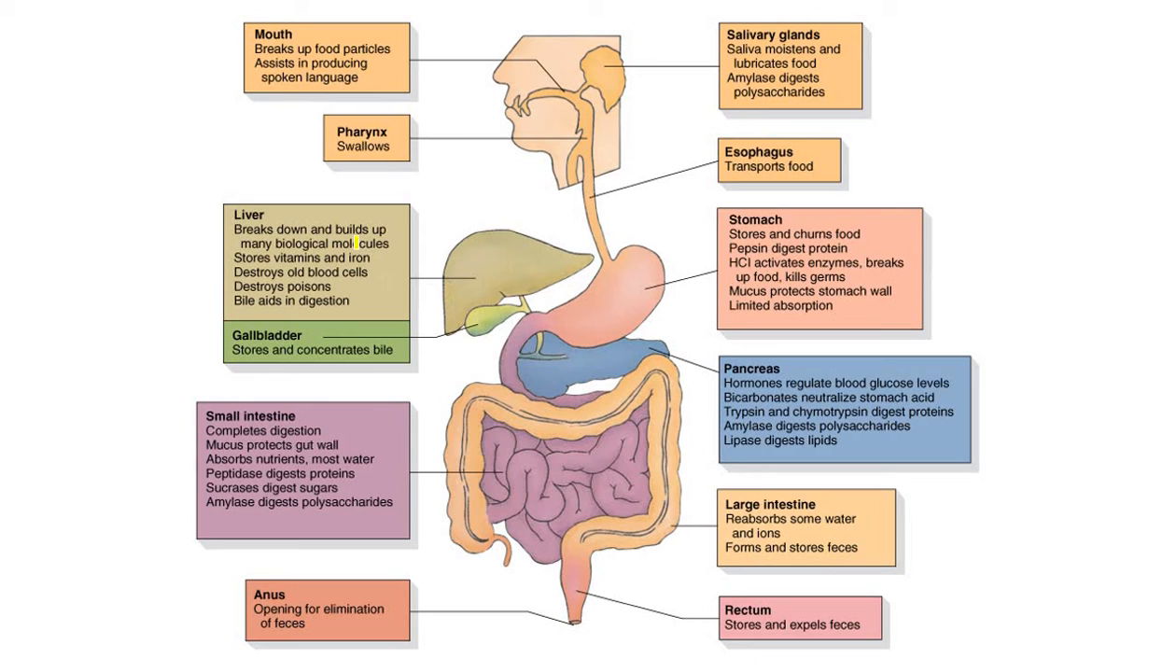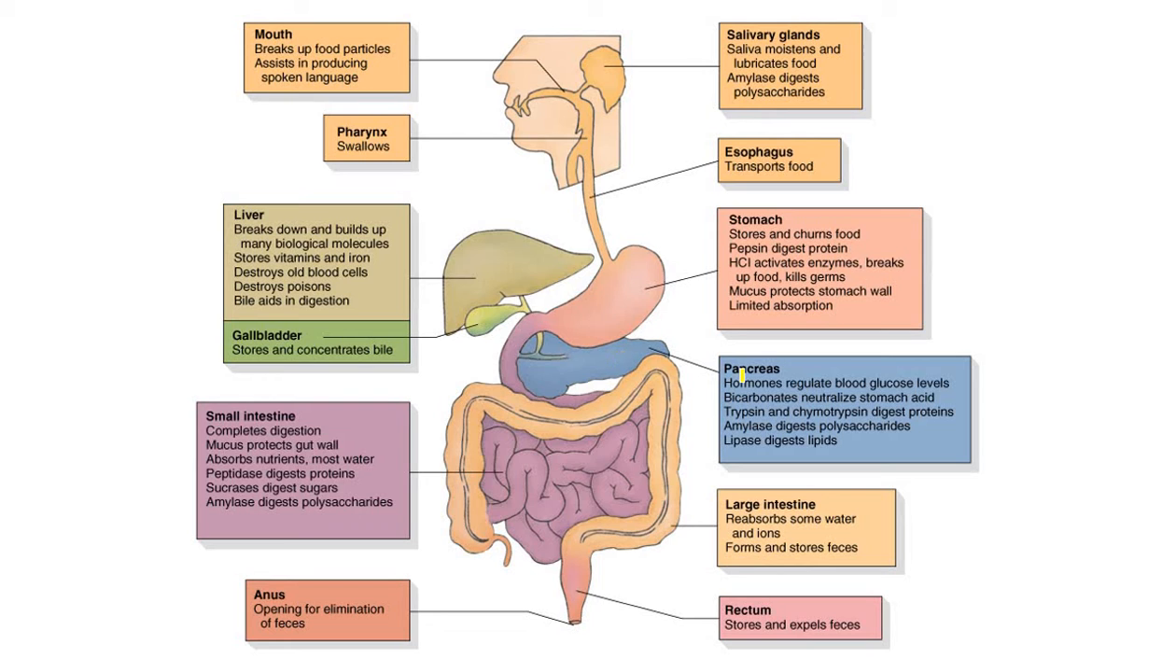For example, the liver breaks down and builds up many biological molecules. It stores vitamins and iron. It destroys old blood cells. It destroys poisons and produces bile, which aids in digestion. The gallbladder stores and concentrates bile secretion, which helps in fat digestion.